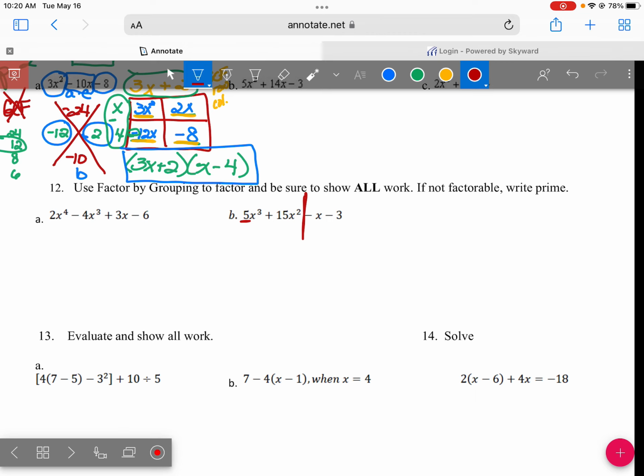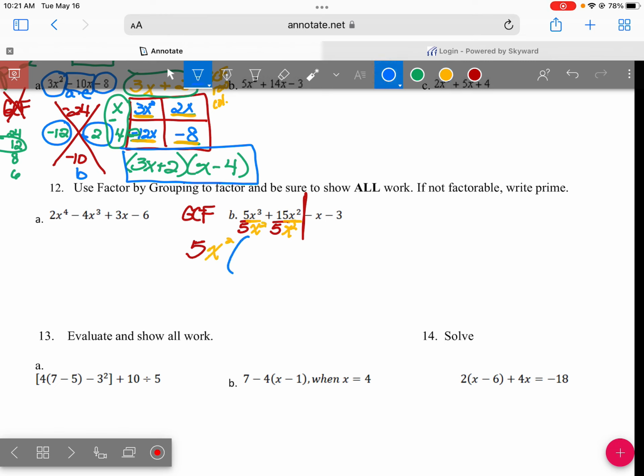I break it up into 2 and 2. So when you have 4 or more, usually we're just going to give you 4. So break it up into 2 and 2. Look and find your greatest common factor. So for 5 and 15, that's going to be a 5. And looking at the x's, x to the third and x squared, you always want to take the smaller amount because you can't factor more than your smaller amount. So it's x squared and x squared here.